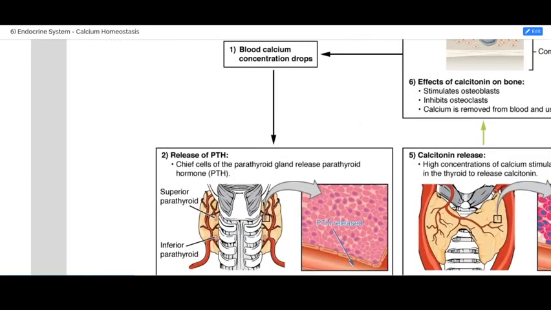So to begin consideration of the homeostatic mechanism here, we'll start with the calcium levels in the blood dropping. And when that happens, then the parathyroid gland is stimulated to release its hormone, PTH, or parathyroid hormone. We'll keep using the abbreviation when referring to the hormone. That's released into the bloodstream and will target a few different tissues to carry out its effect of bringing the blood calcium levels back up to normal.